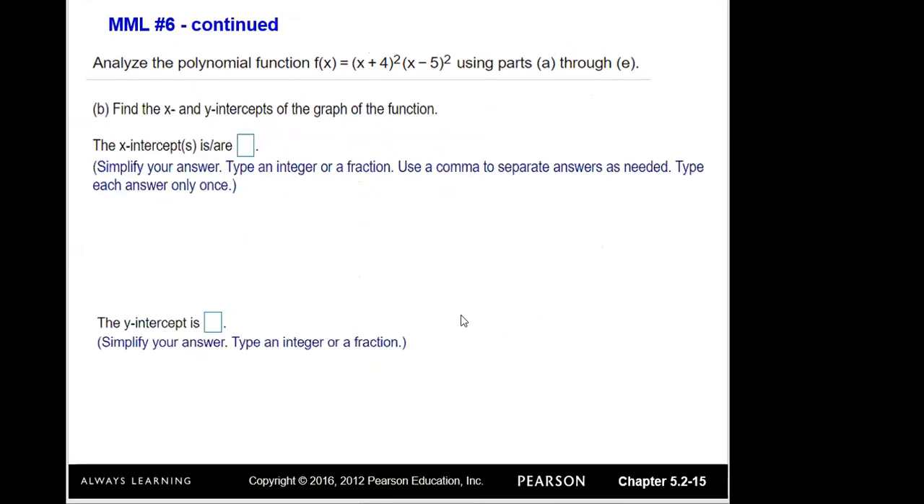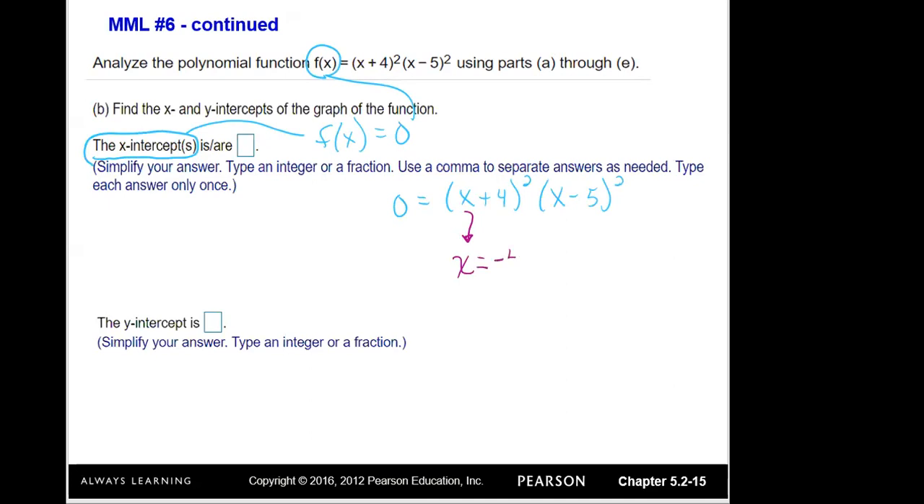Okay, next, find the x and y intercepts. The x intercepts are where f of x is equal to 0. So you're just going to put 0 right here. You're going to say 0 is equal to x plus 4 squared times x minus 5 squared. And then the x plus 4, if you set that equal to 0, x would have to equal negative 4, because negative 4 plus 4 makes that 0. And then this x minus 5, if that equals 0, you'd have to add 5 to both sides. So those are my two x-intercepts, negative 4 and positive 5 right here.